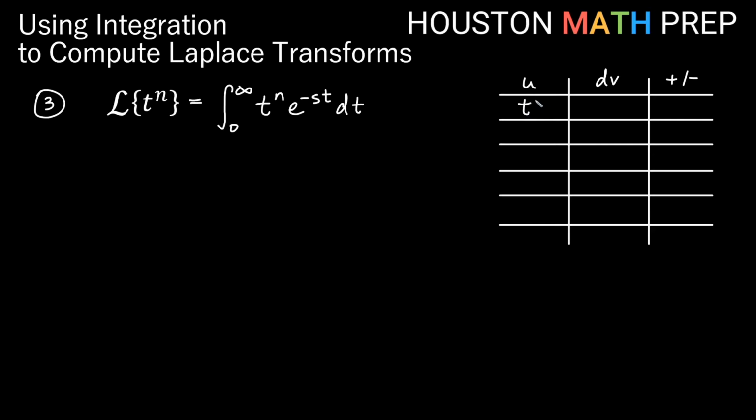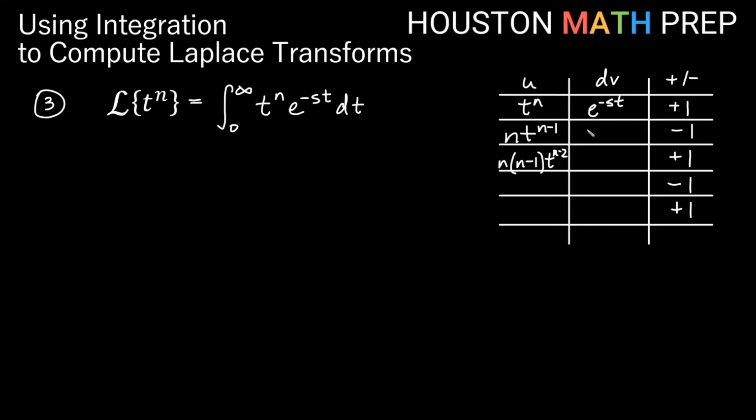So for u, I would choose t to the n. For my dv, I'm going to choose e to the negative st. I'll assign my alternating signs here down a ways. So when we take the derivative in this column, we'll get n t to the n minus 1. If I take the derivative again, I'll get n times n minus 1, t to the n minus 2, etc. Maybe I'll stop there in that column.